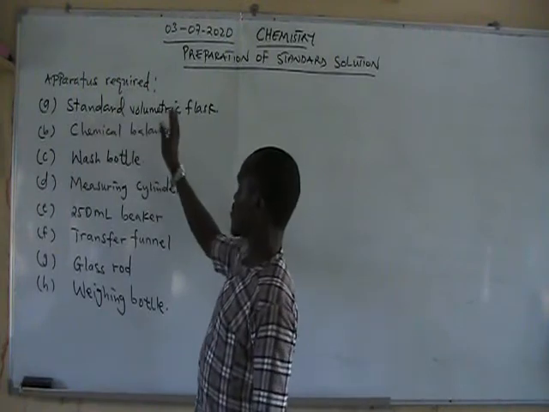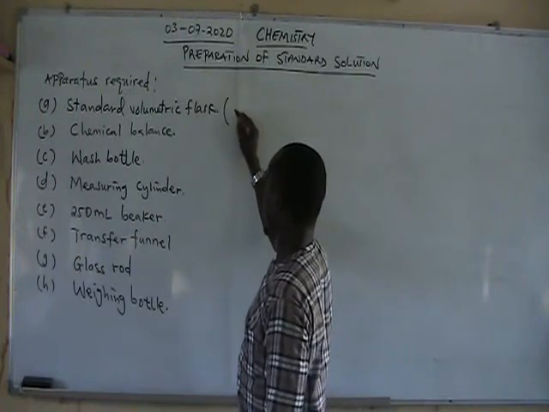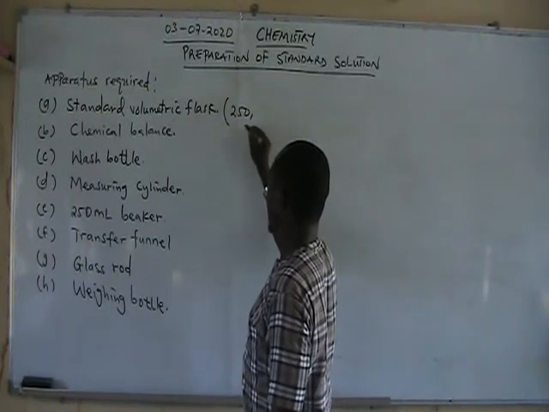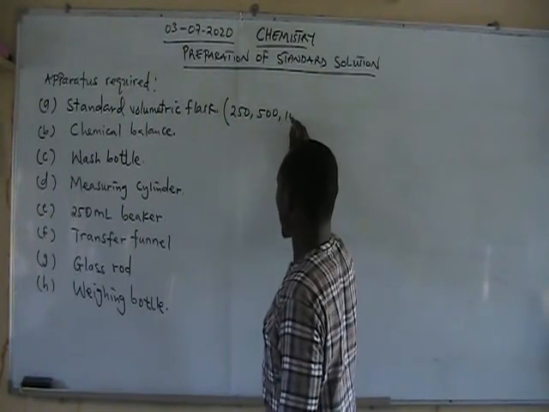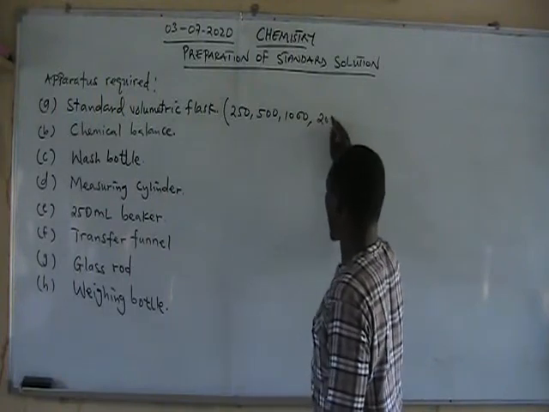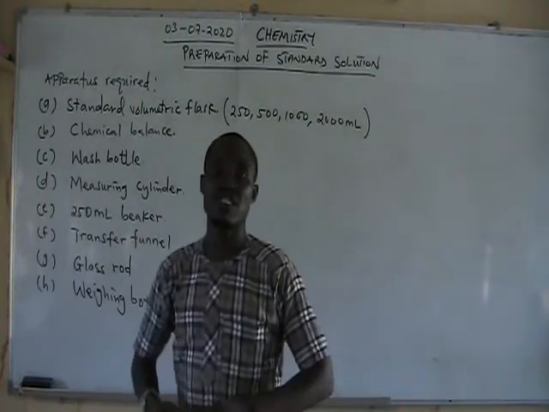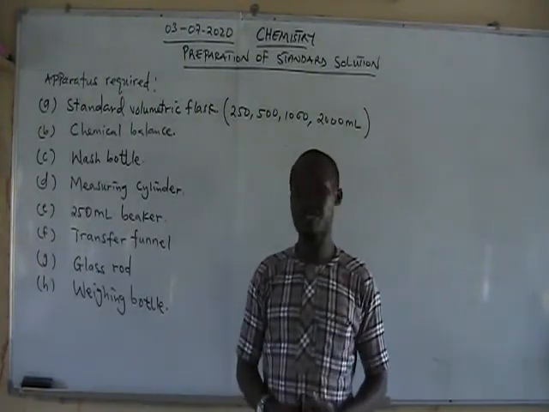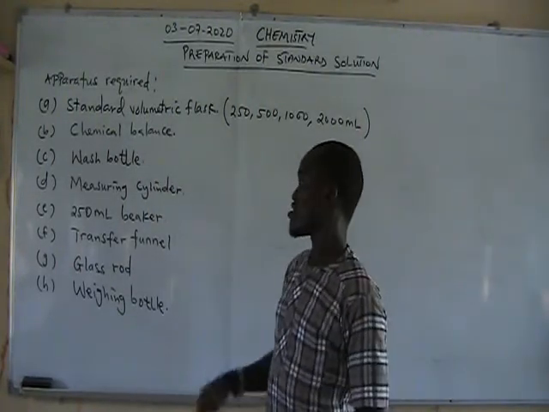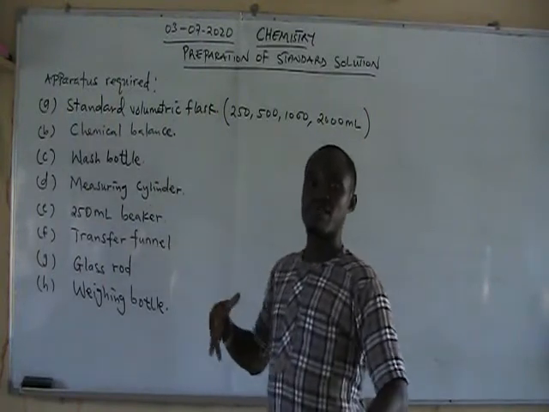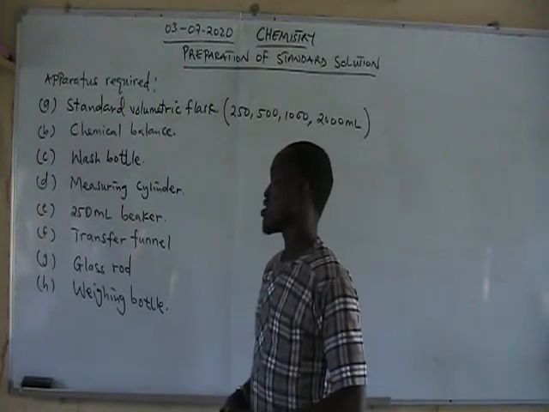So we have the standard volumetric flask, which is of different capacity. It can be of 250 ml capacity, it can be 500 ml capacity, it can be 1000 ml capacity, and it can be 2000 ml capacity, depending on the volume of the standard solution you want to prepare. Then we have the chemical balance, which we know is used for measuring the mass of the chemical substance, especially solid, that we want to prepare the solution.